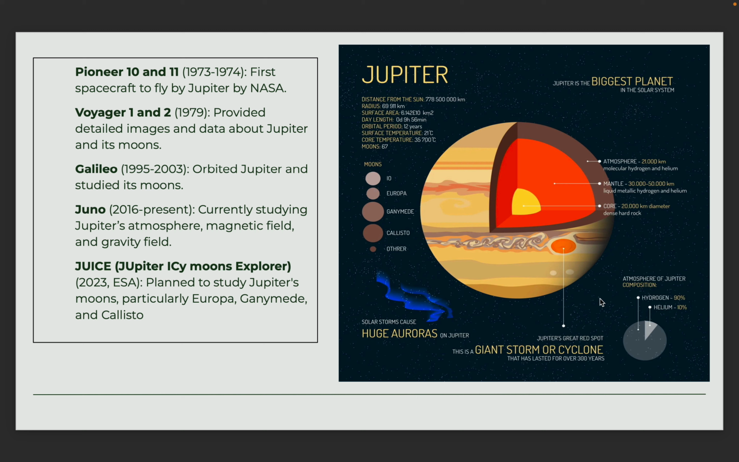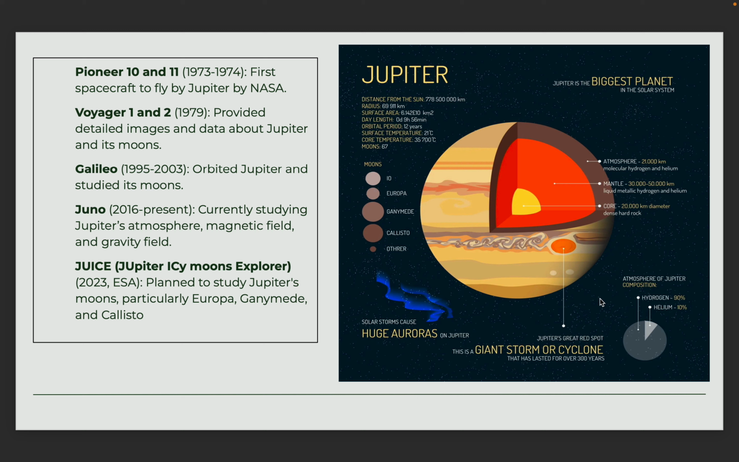Two other missions were Galileo in 1995 and Juno. Galileo orbited Jupiter and studied its moons. This was one of the main missions to Jupiter. Juno is the most current mission, studying Jupiter's atmosphere, the magnetic field of such a large object, and its gravity.